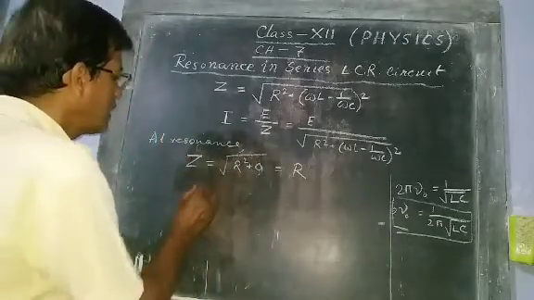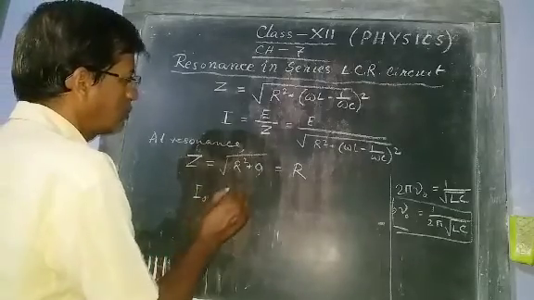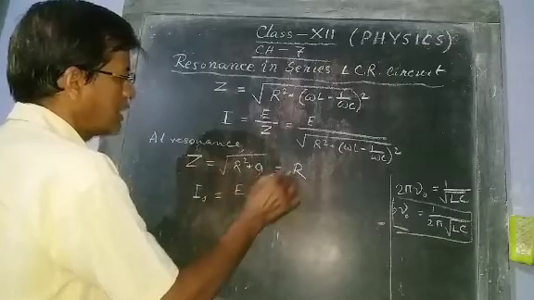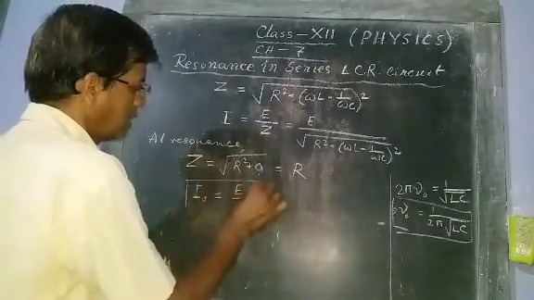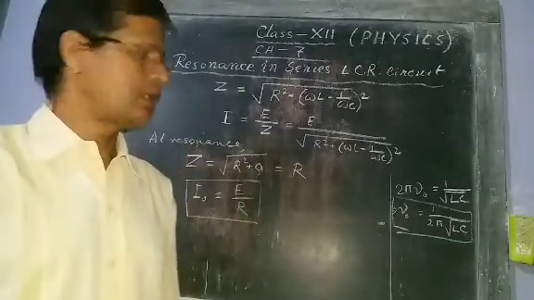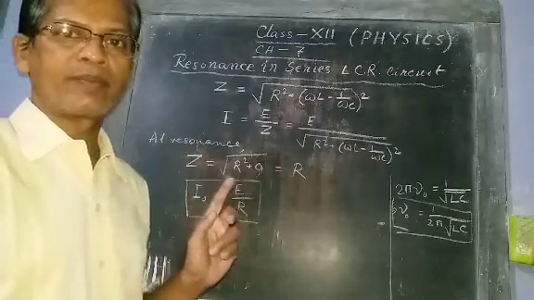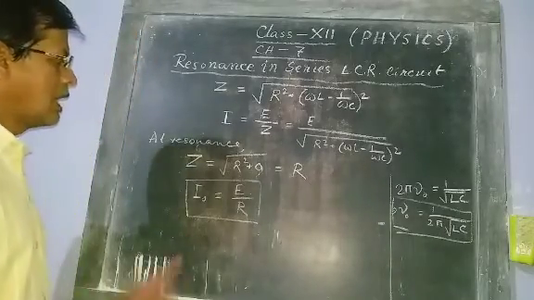So what will be I? I is maximum, so I naught equals E by Z. Z is R, so I naught is E by R. This is the maximum value of current at resonance, and at resonance, this is the impedance. Okay?